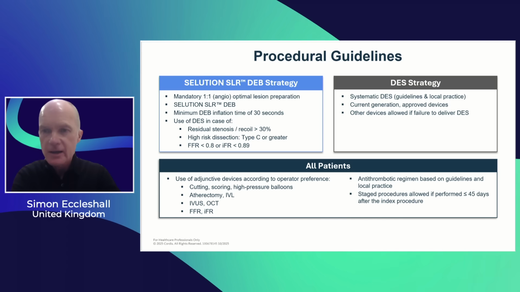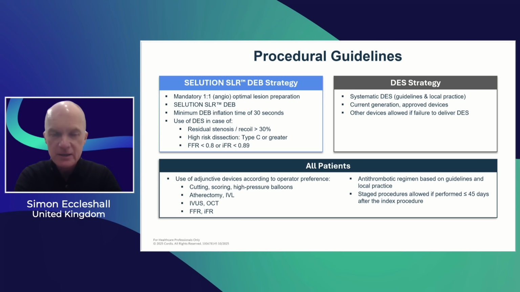So the procedural guidelines, if you're stenting, you just stent in the usual way that you do. If you're using the DEB strategy, we wanted optimal lesion preparation with mandatory 1-to-1 balloon-to-artery ratio sizing as judged by the angiogram. You use the SELUTION SLR DEB with a minimum inflation time of 30 seconds. You can stent if there's a residual stenosis or recoil of over 30%, if there's a vessel-threatening dissection, or if physiology is still telling you that that vessel is ischemic.